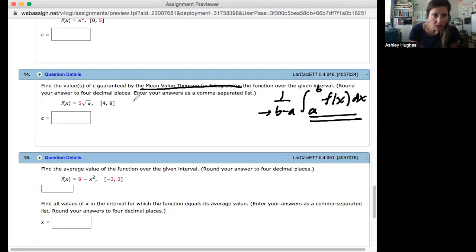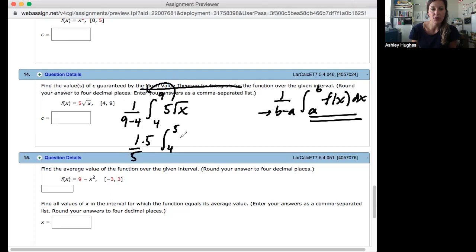So the average value of this function would be 1 over 9 minus 4. This is your a and b. You integrate from a to b, the function. So that's 1/5, and I could pull this 5 out front. 4 to 5 root x is x to the 1/2. So these actually simplify to just be 1 in front.